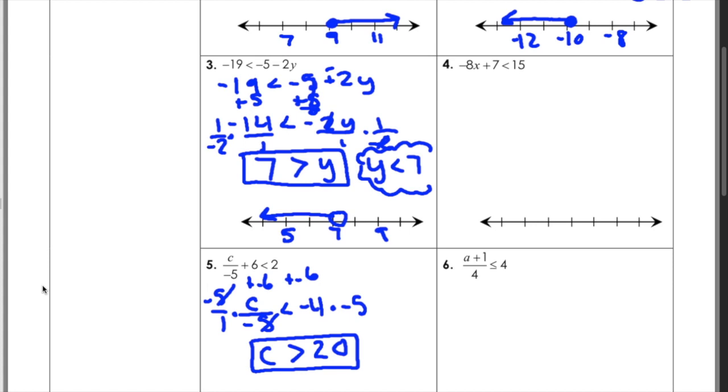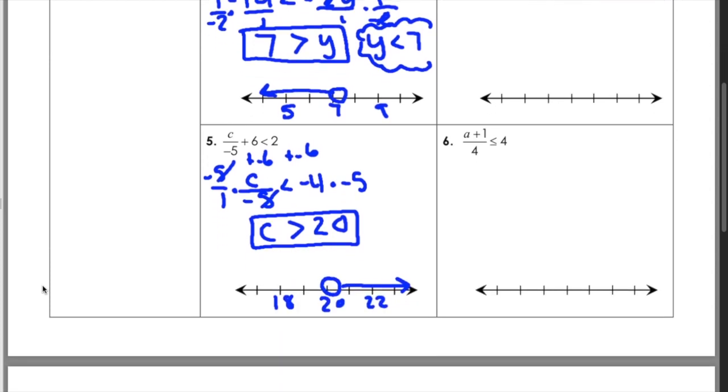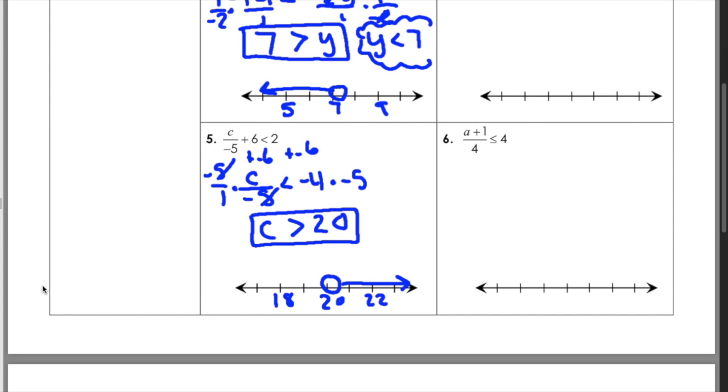All right, let's look at number 6. So we have a plus 1 all over 4 is less than or equal to 4. This is one of those situations where we need to get rid of the denominator first. So I'm going to multiply by 4 over 1 on both sides so that I can isolate my grouping of a plus 1. So I'm just going to rewrite this over here. Times 4 over 1, that cancels out here, times 4. We have a plus 1 is less than or equal to 16.